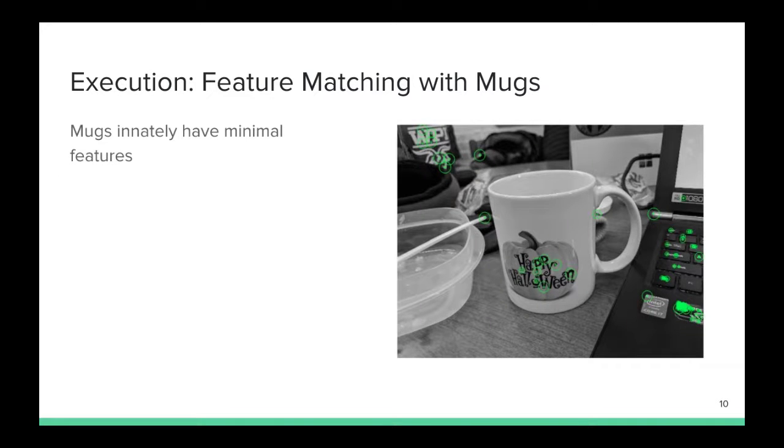Our other method of object detection was feature matching, and this was particularly a challenge with mugs because, as we can see in the image, mugs do not really have strong distinguishable features. Over here, the mug is mostly showing the Halloween picture as the feature itself rather than the mug itself.